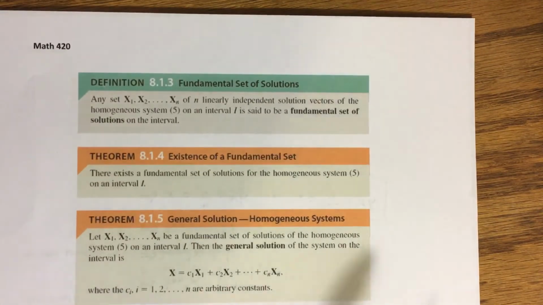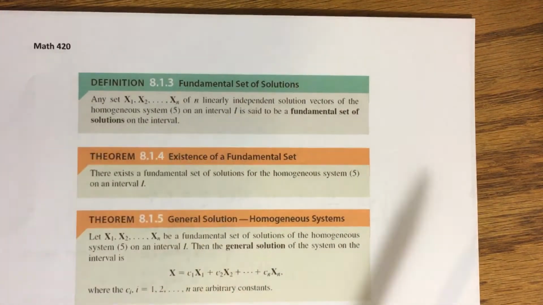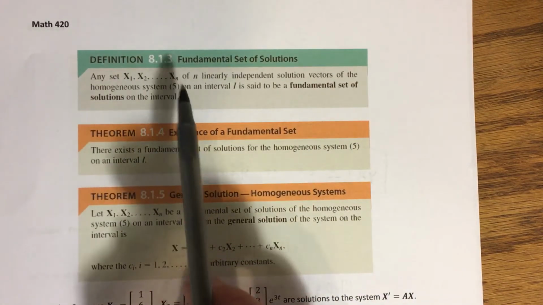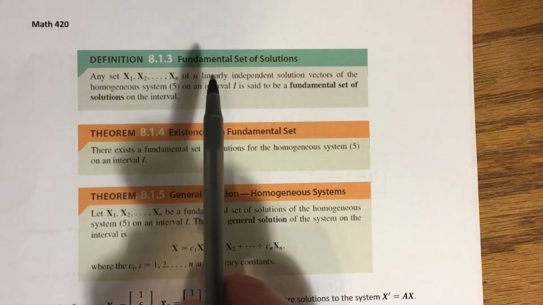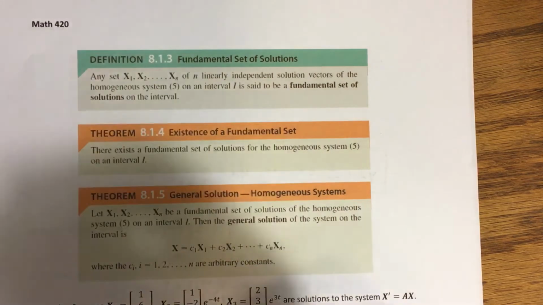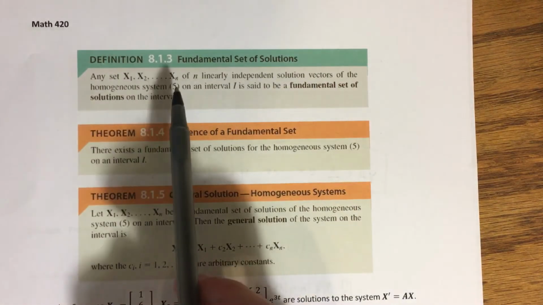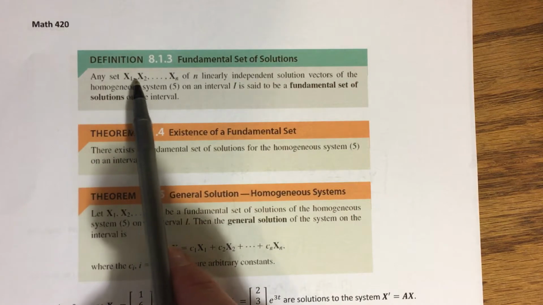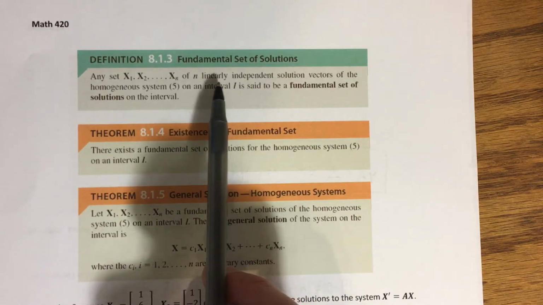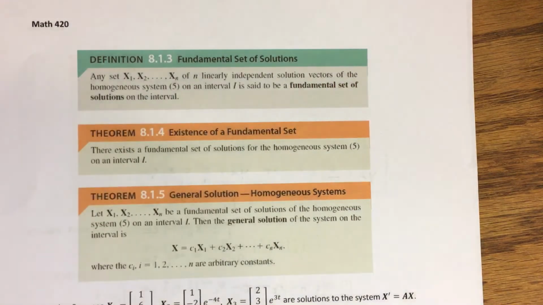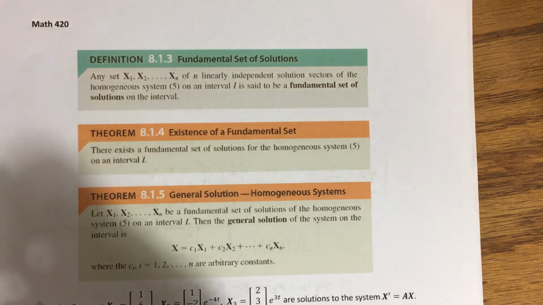I talked a little bit about the fundamental set of solutions already, but it's the same idea with systems of equations as it was in section 4.1. So if you have a set of n linearly independent solution vectors of a homogeneous system, and again it's referencing 5, but what this is supposed to reference in the book is a system of n equations with n unknowns. Notice the same n is the number of solutions here. So if we can find a total of n linearly independent solutions to that homogeneous system on some interval I, then we call that a fundamental set of solutions, just like we did back in section 4.1.